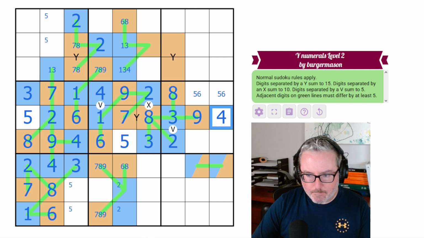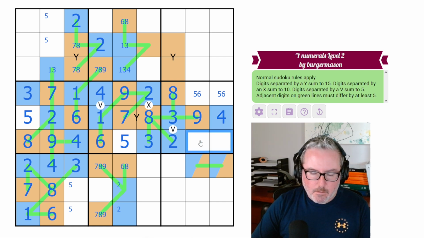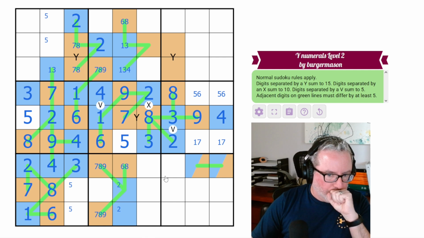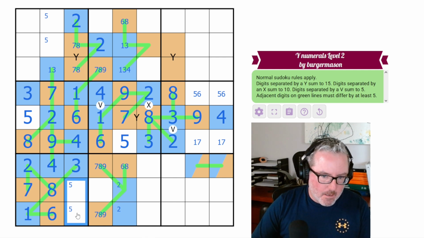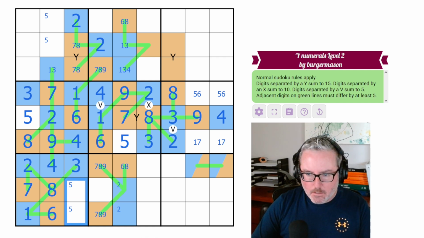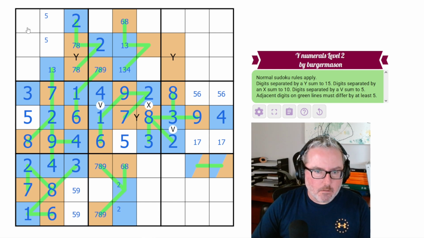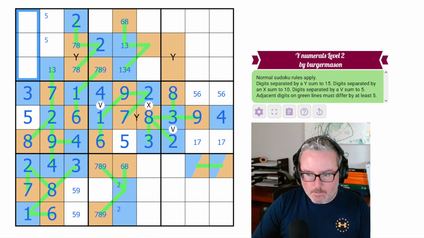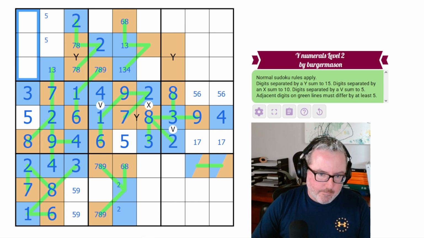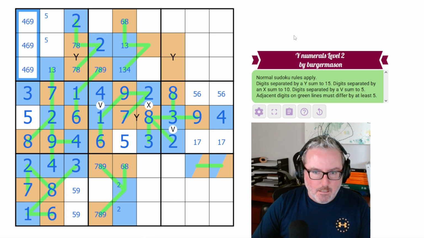We'll color it. These have to be 1 and 7. Good. What are these anyway? They are 5 and 9. Let's put them in. And we can figure out what some of this other stuff is. We have to have 4, 6, and 9. Didn't give us much, did it?